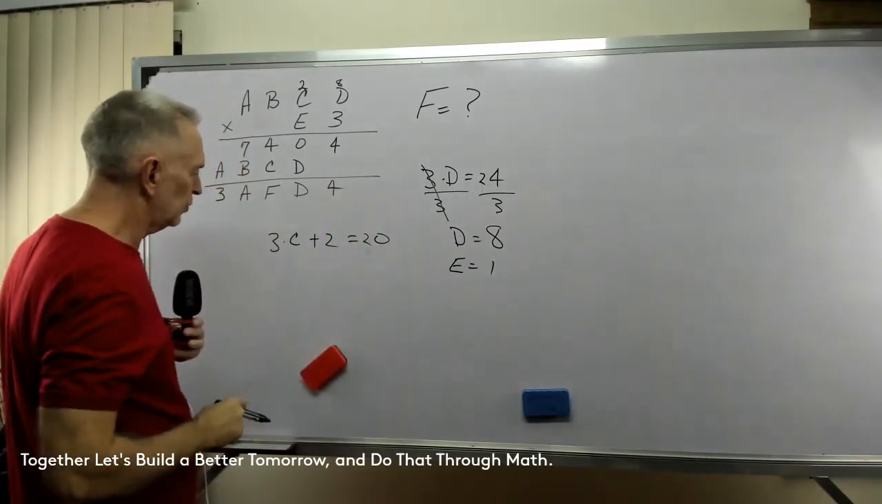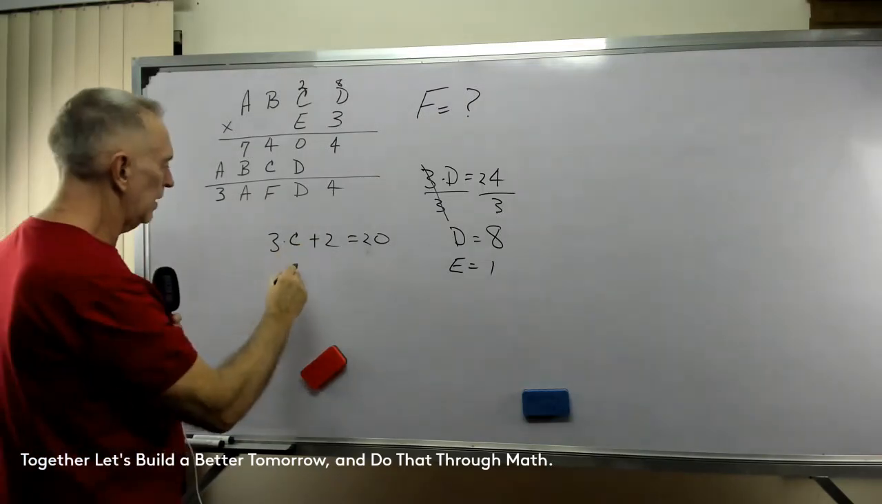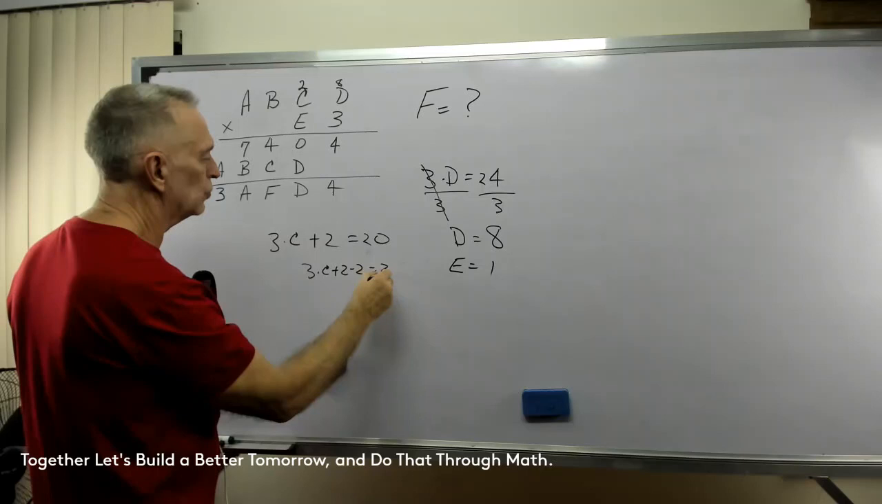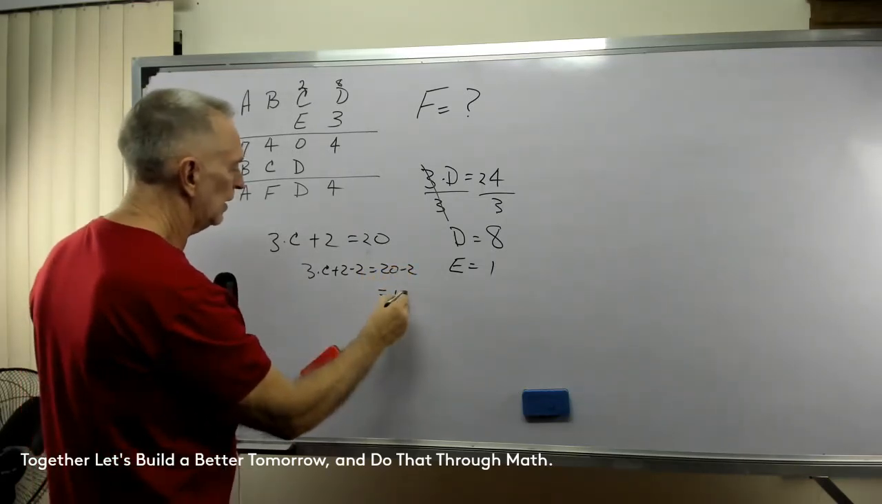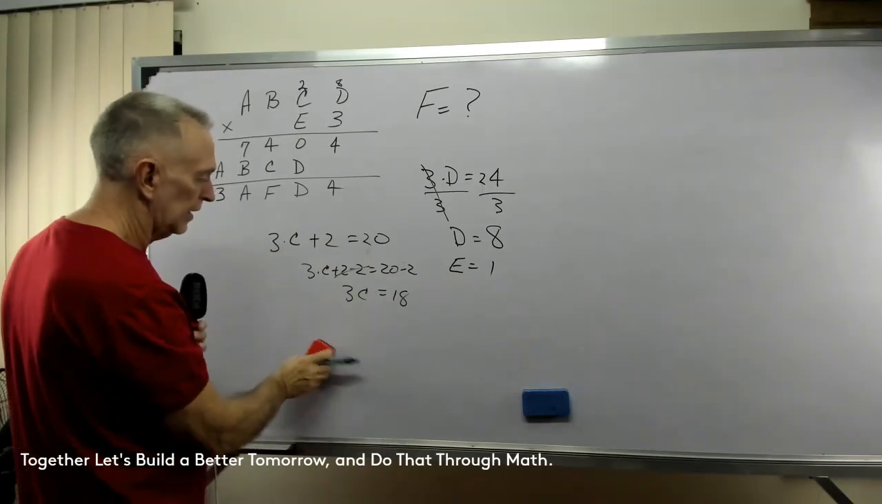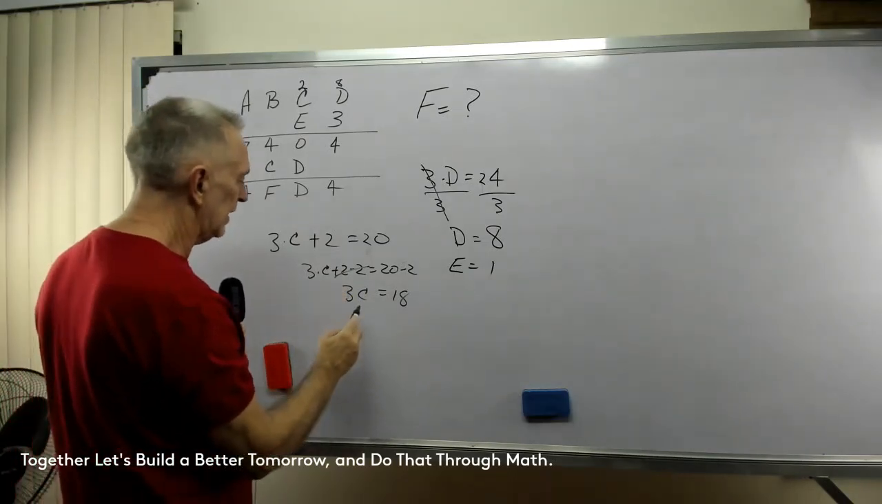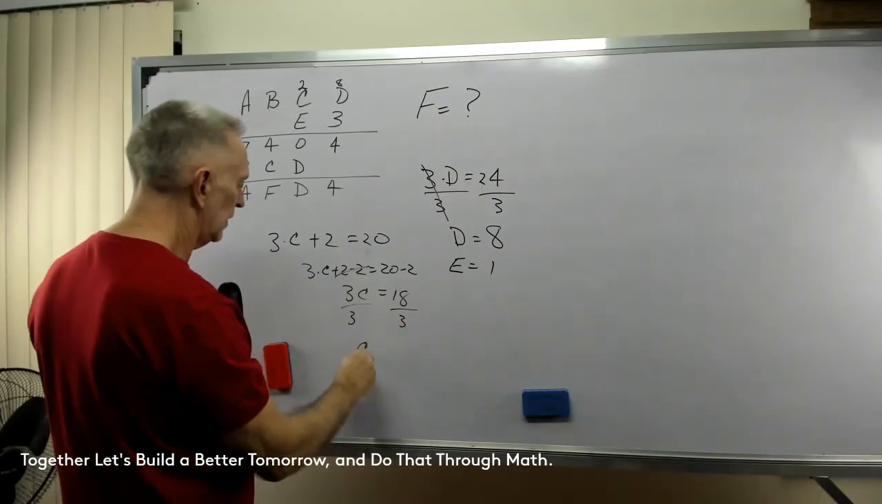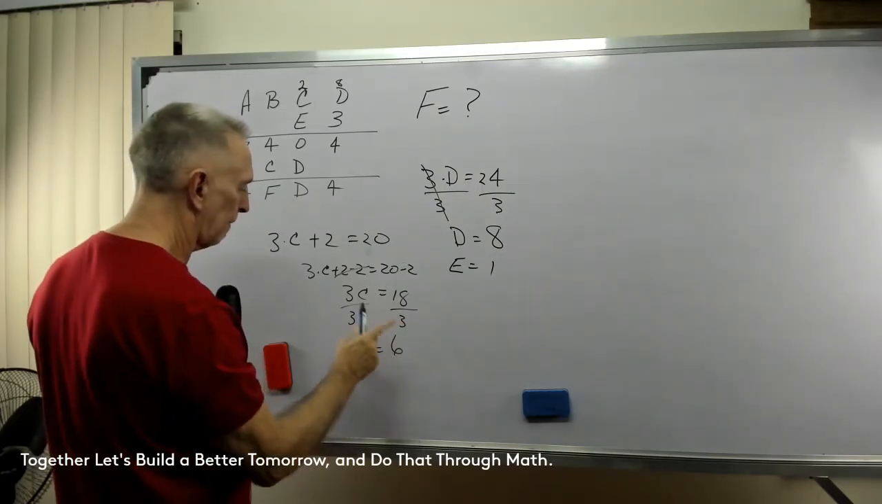What about if that's a 2? Now then, 3 times C plus 2 minus 2 equals 20 minus 2 equals 18. The 2's cancel. 3C equals 18. Divide both sides by 3. C equals 6.